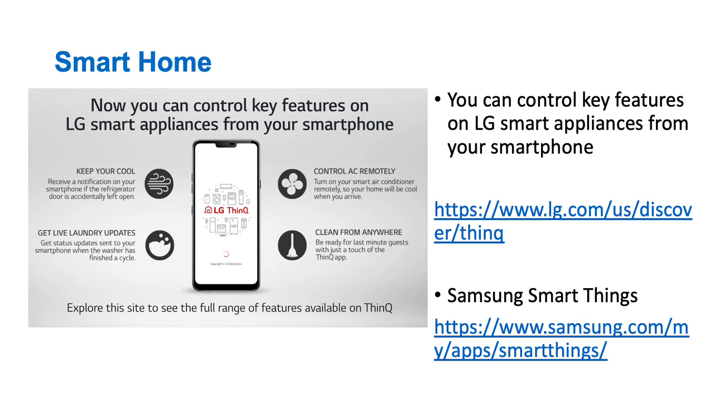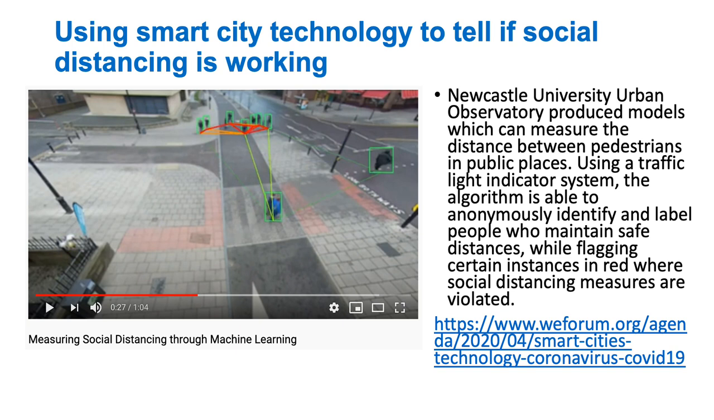Other than LG, Samsung also has their own smart home, which they call SmartThings. You can go through the links if you want to know more about those things. I came across this article on using smart city technology to tell if social distancing is working. If you're interested to read more about it, I have provided the link for you.